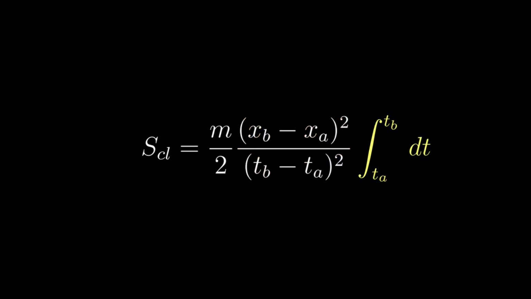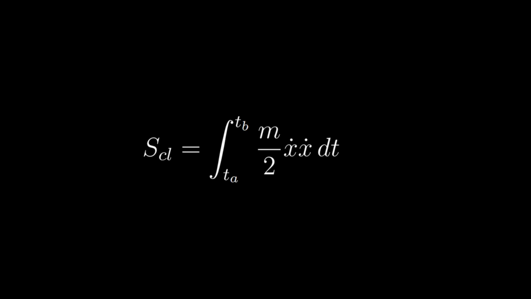Notice that this integral on the right here is simply equal to t sub b minus t sub a. This cancels out with one instance of t sub b minus t sub a in the denominator, which leaves us with this simple expression, as desired. And we're done.